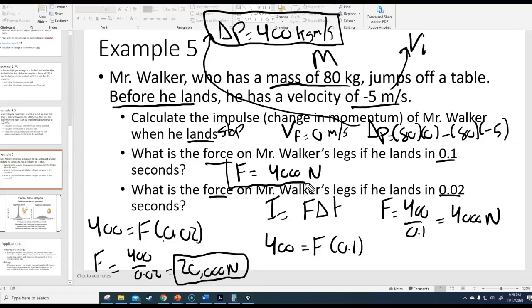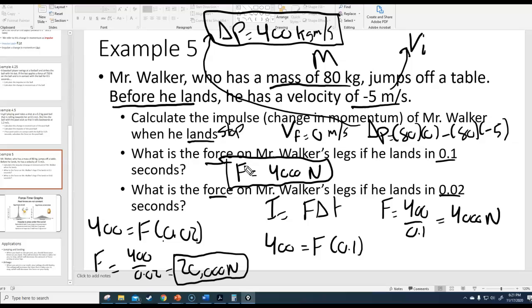So notice if I land in a shorter amount of time, the force on my legs is actually bigger. And you might ask, how do you change the time that it takes to land? Well, what you should do when you land on the ground is you should bend your knees. Next time you jump off of something, when you hit the ground, notice you bend your knees, or you might even do a roll, like a ninja roll or something.